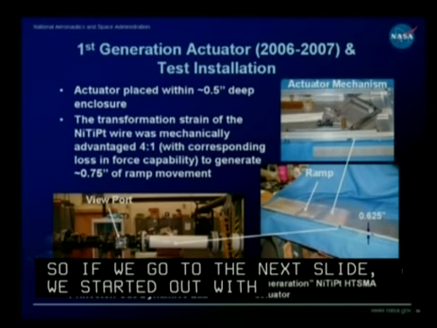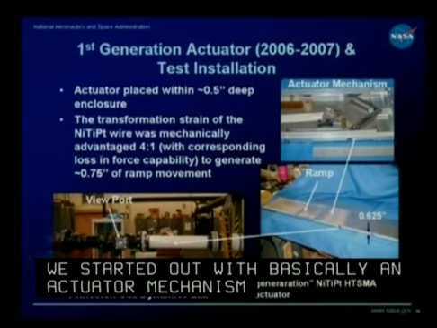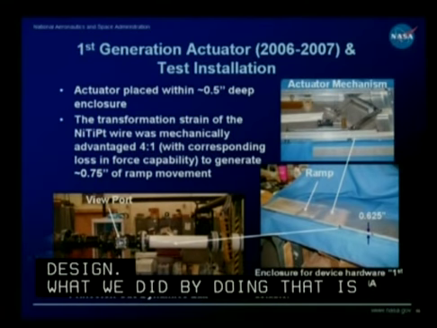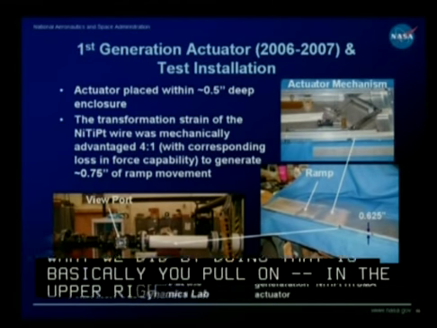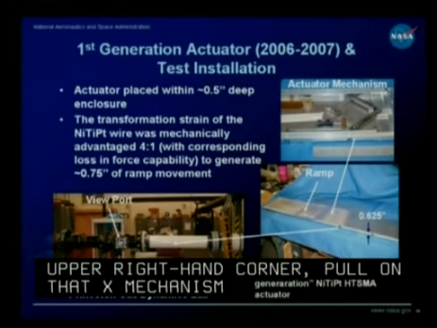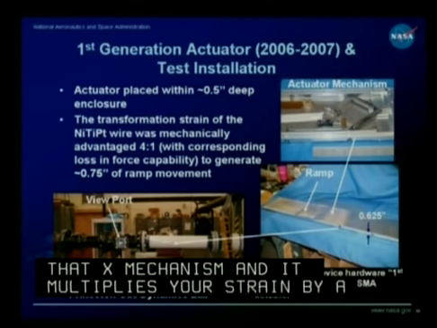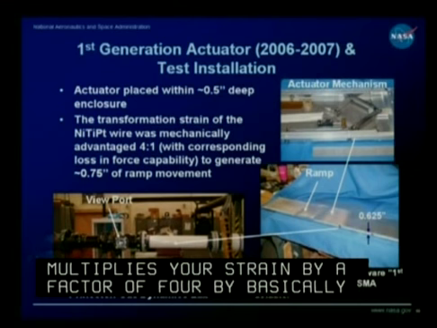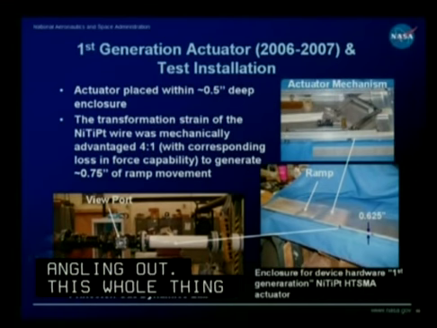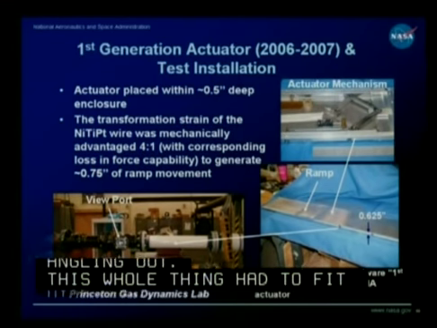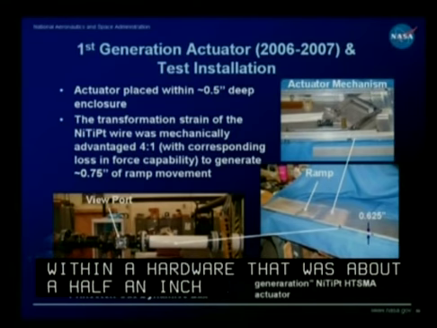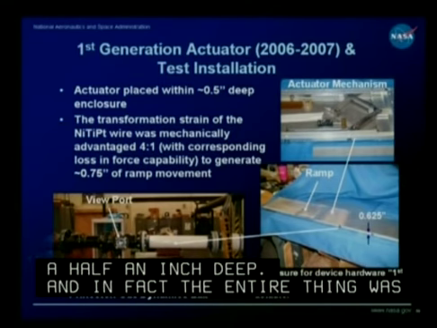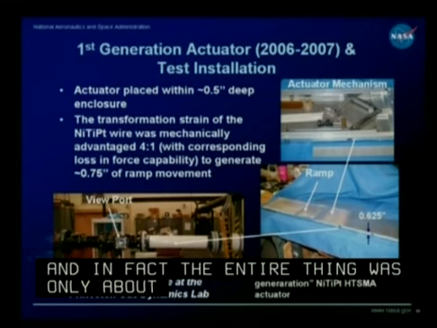So if we go to the next slide, we started out with basically an actuator mechanism based on an X design. What we did by doing that is you pull on the upper right-hand corner, you pull on that X mechanism, and it multiplies your strain by a factor of 4 by basically angling out. This whole thing had to fit within hardware that was about 1/2 an inch deep, and in fact the entire thing was only about 6/10 of an inch thick. That went in the whole model that went into the wind tunnel.